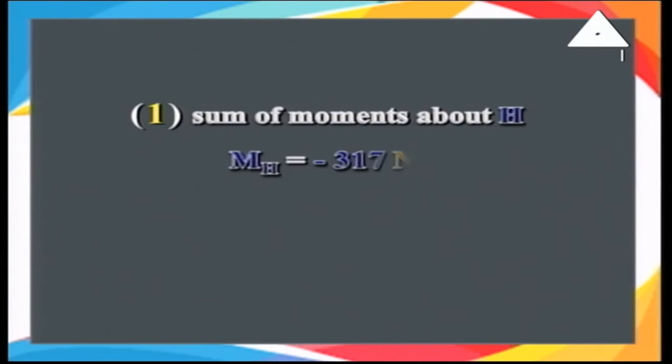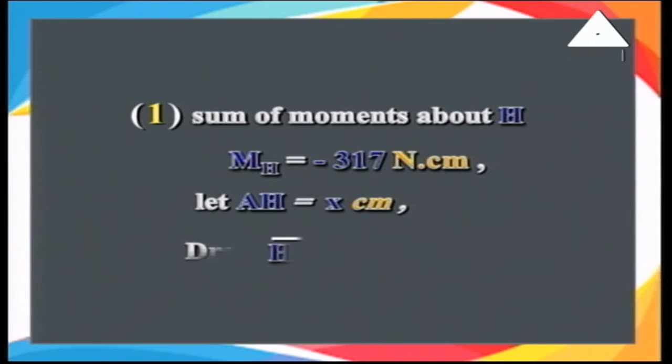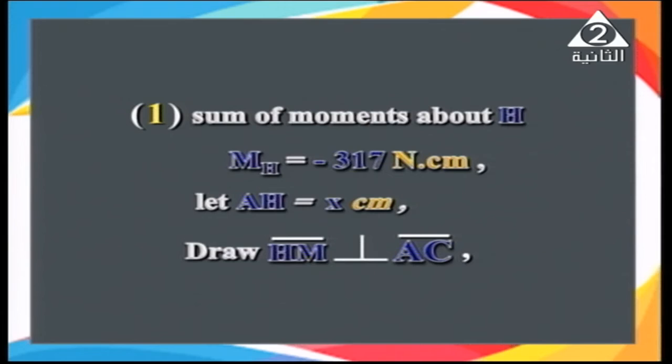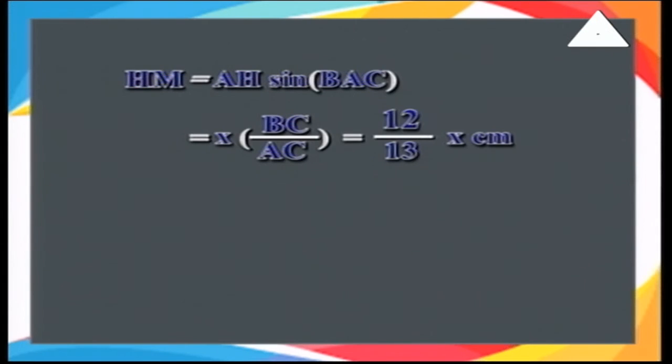Sum of moment about H equals negative 317. Let AH equal x centimeter. Draw HM perpendicular to AC. HM equals AH times sine BAC, using sine as opposite over hypotenuse, BC over AC. Then 12 over 13 x is HM.